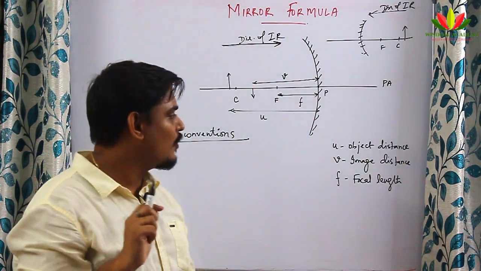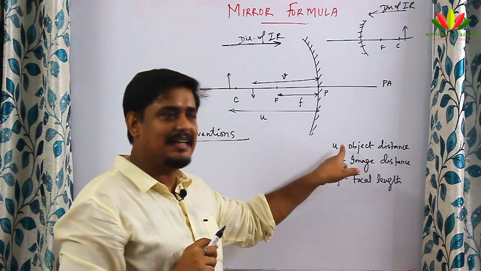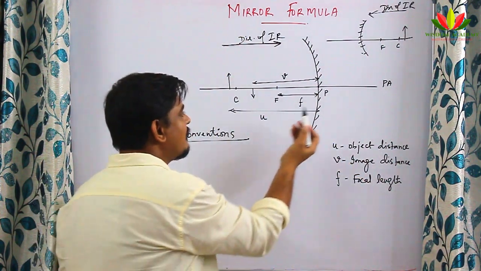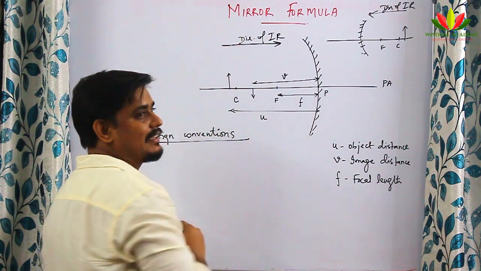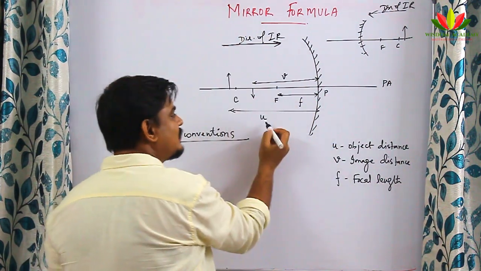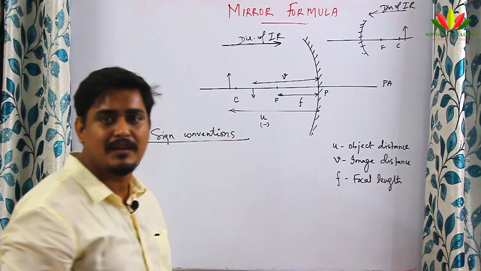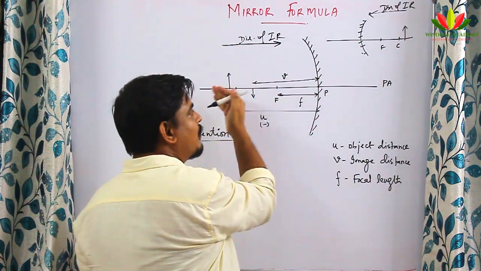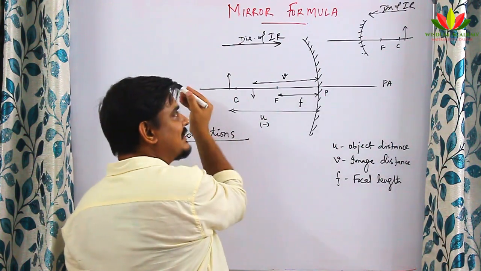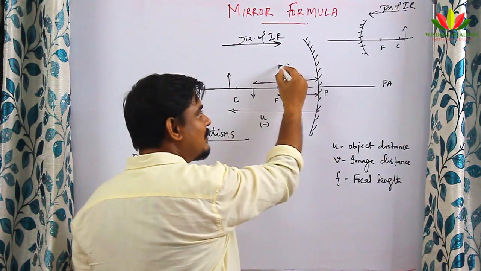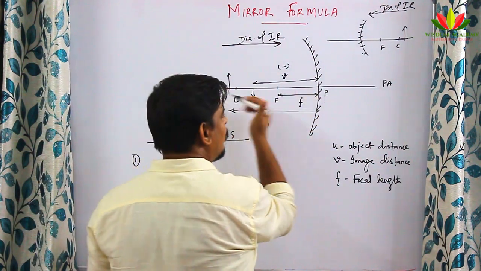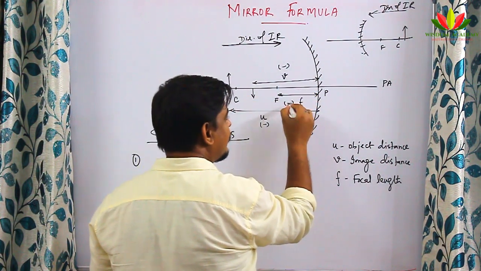Now when I told you about object distance, I said it is the distance of the object from the pole. How are we measuring it? We are measuring against the direction of incident ray. So obviously in this case U will be negative. Similarly, the distance of the image from the pole is measured against the direction of incident ray, so this will also be negative. And even the focus is measured from the pole, so this will also be negative.